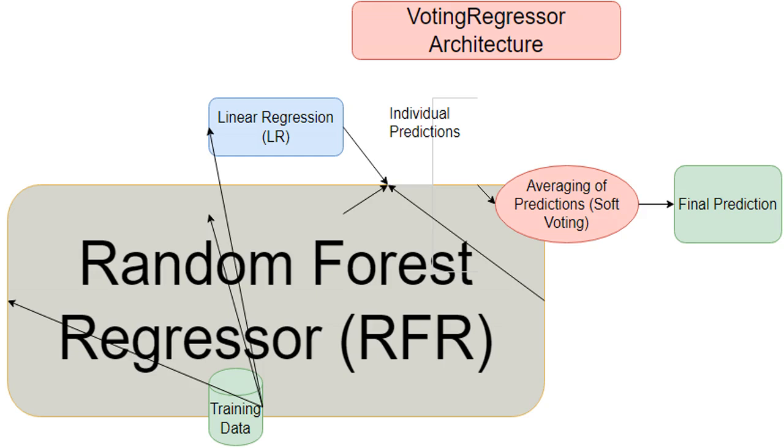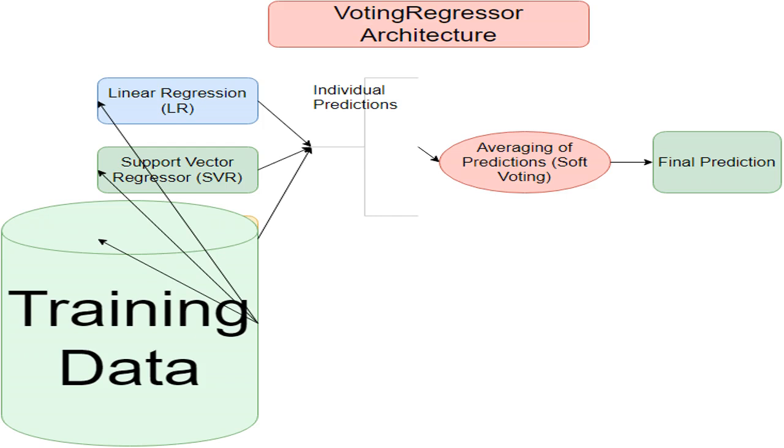After training each of the three models, LR, SVR, RFR, I use them to make predictions on new data. Each model gives me its own prediction. These predictions are the input for the VotingRegressor. They are combined to form the final prediction. I use the simple average of those three individual predictions.